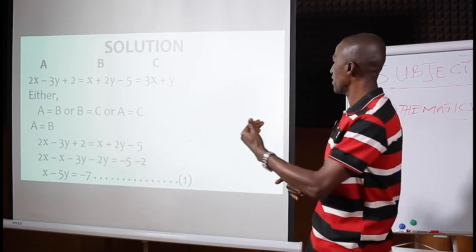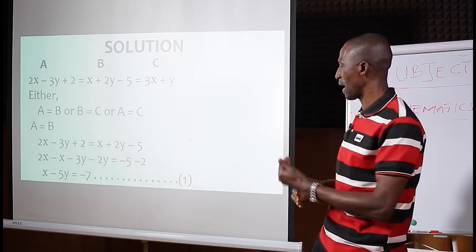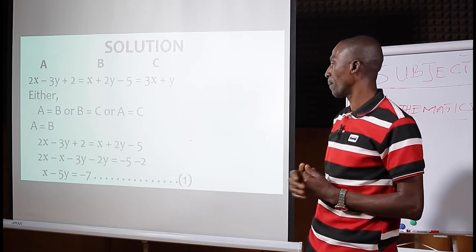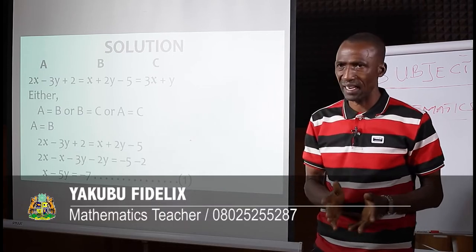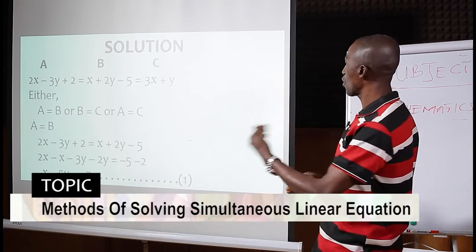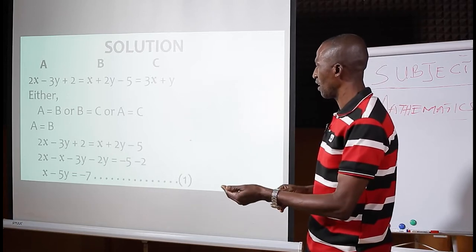Now, the equation A is 2x minus 3y plus 2 equals to B, and my B is x plus 2y minus 5. So this gives 2x minus 3y plus 2 equals x plus 2y minus 5. Now, collect the like terms. By collecting the like terms, when plus x crosses to the left it becomes minus x.